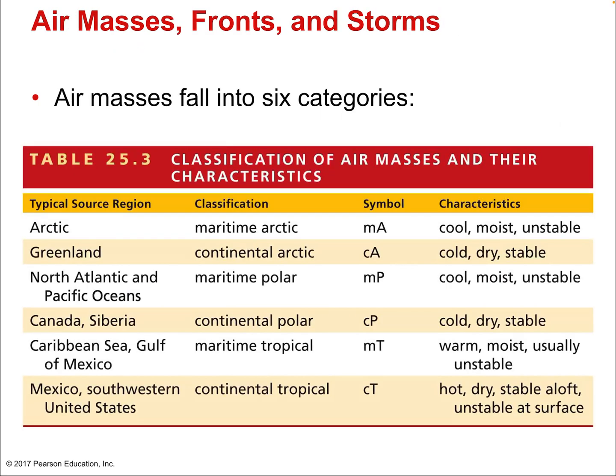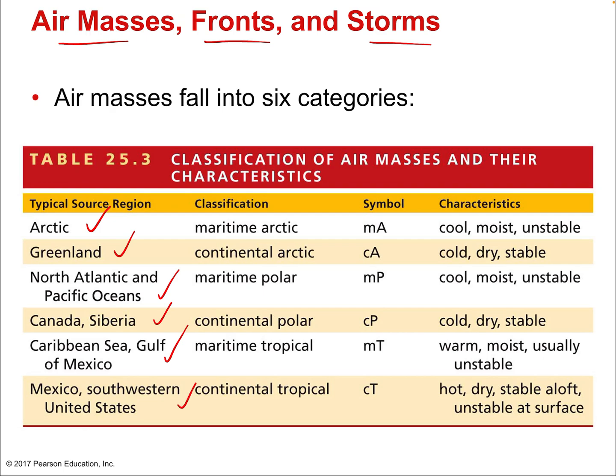So air masses fall into 6 categories, okay? Now what we're doing here is we're not talking about the process of rain anymore, but the broader, larger scale idea of air masses, fronts, and storms. If we zoom out away from the few meter or 100-meter process of clouds forming to an overall landscape or a section of a continent, then that's what we're talking about here. So air masses on a large scale fall into the categories of Arctic, Greenland, North Atlantic and Pacific, Canadian and Siberian, Caribbean Sea or Gulf of Mexico, and Mexico or southwestern United States.